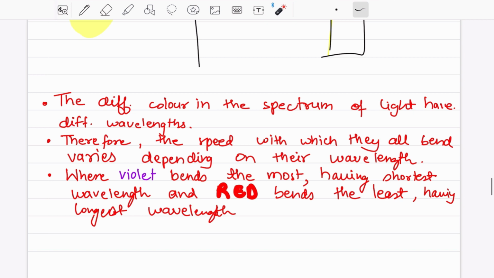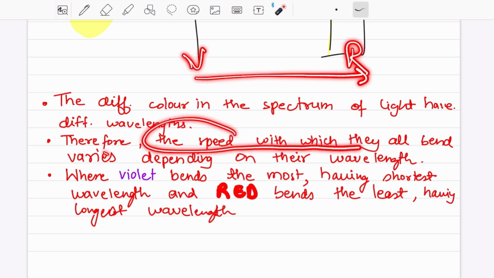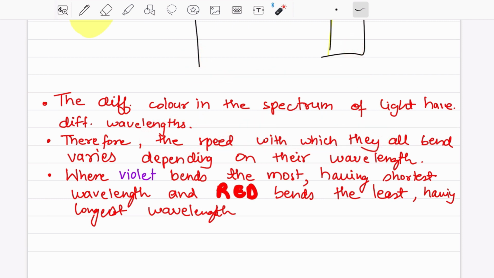क्लियर. ओके, so you can understand it here now that the different colors in the spectrum of light have different wavelengths, right? अगर हम V से R तक जाते हैं तो different different wavelength हैं. Therefore, the speed with which they all bend varies depending on their wavelength. वेवलेंथ बढ़ती जा रही है, स्पीड भी बढ़ती जाएगी. The violet bends the most, deviates the most, having shortest wavelength, minimum wavelength, and red bends the least, having longest wavelength. I hope it is clear.